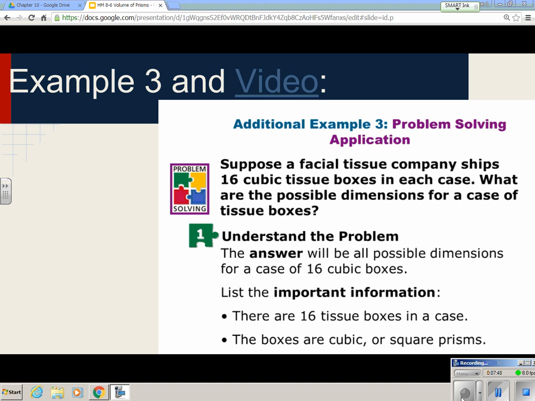Now sometimes you'll get word problems like this where you're trying to figure out what kind of shape you are looking at. So suppose a facial tissue company ships 16 cubic tissue boxes in each case. What are the possible dimensions for each case of the tissue box? First thing we have to do is understand the problem. The two important things we need to know is there are 16 tissue boxes in each case, and the boxes are cubes.